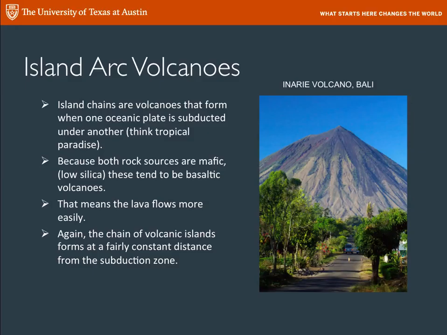And remember that both of these plates involved are basalt rock. They're relatively low in silicon, and so the volcanoes that they form also form a composition that is relatively low in silicon, basaltic volcanoes. These volcanoes tend to be a little less dangerous because the lava flows relatively easily. Of course, you wouldn't want to be in the path of it, but you could very commonly get out of the way of a basaltic volcanic flow.